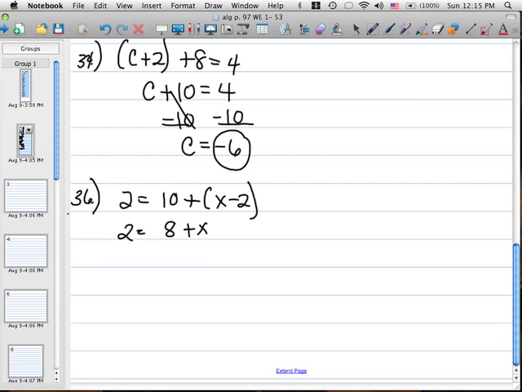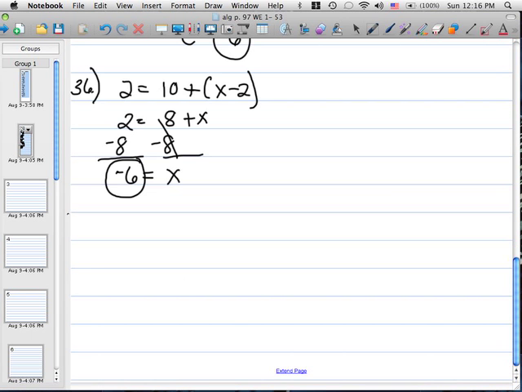Nothing else to do, so I can begin transforming. I want to get rid of the 8, get x by itself, so I'm going to subtract 8 from both sides. 2 and a negative 8 make negative 6, so my answer is negative 6. And you can check it. 10 plus a negative 6 and a negative 2 make negative 8. 10 plus a negative 8 is 2.